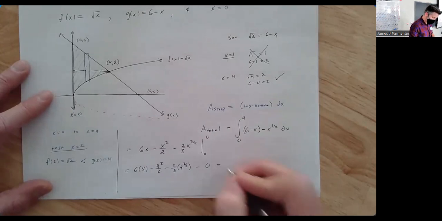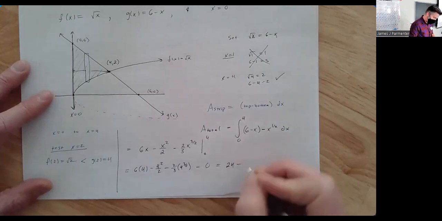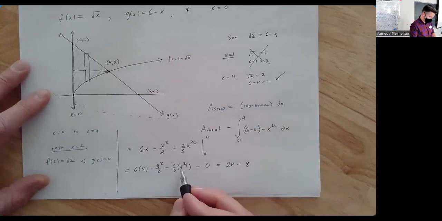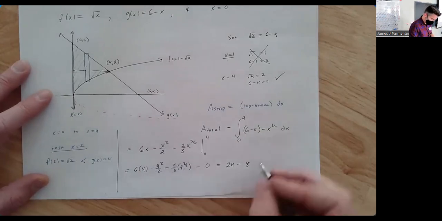And then we should simplify. That's going to be 24 minus 16 over 2, which is 8. And 4 to the 3/2 is 8 as well. Right, it's the square root of 4, which is 2, and then you cube it, you get 8. And 8 times 2/3 is 16/3.